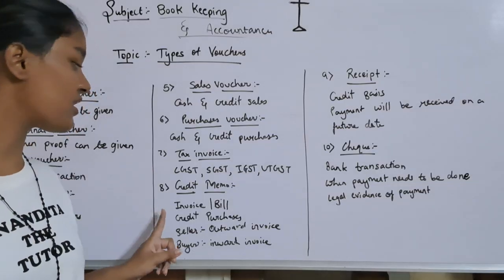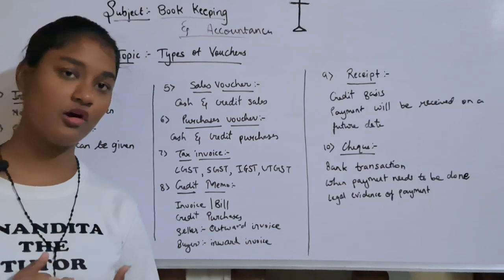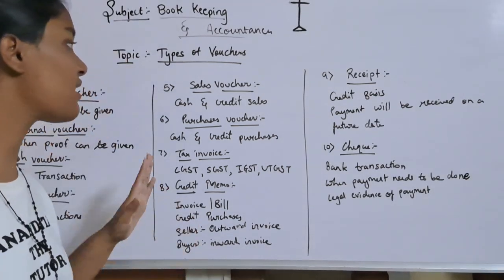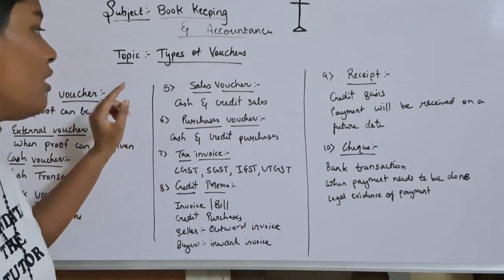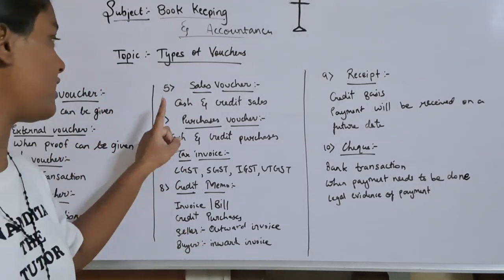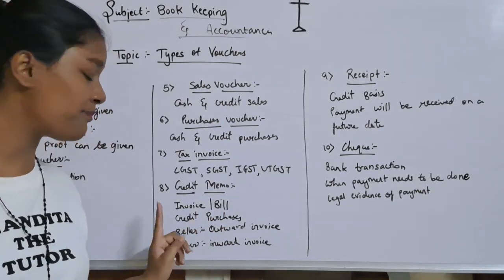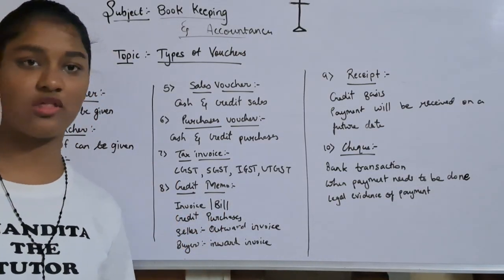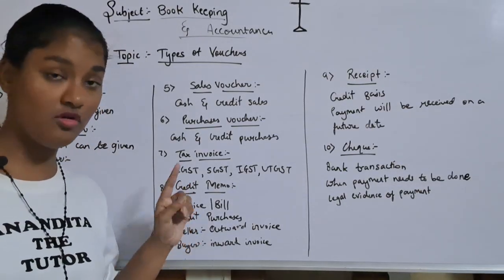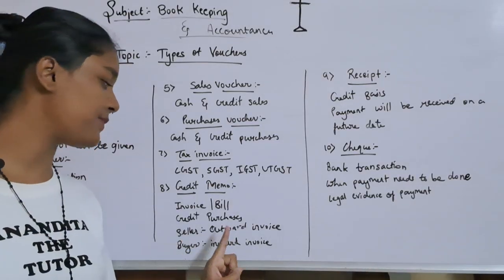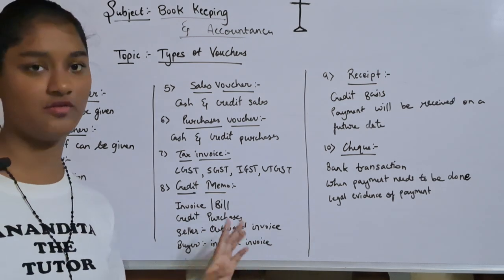Okay, now credit memo. So credit memo is also called an invoice or bill. Abhi this is same as sales voucher or purchase voucher, but in sales voucher and purchase voucher, both the transactions, that is cash and credit, are written. Credit memo में only credit transactions will be recorded. Now that credit transaction, जो भी वो बिल में लिख के आएगा सेलर के लिए, that will be called an outward invoice. For the buyer it will be called an inward invoice.